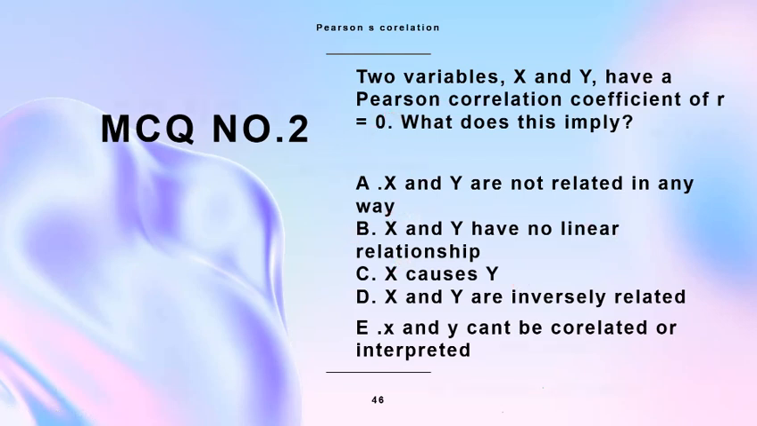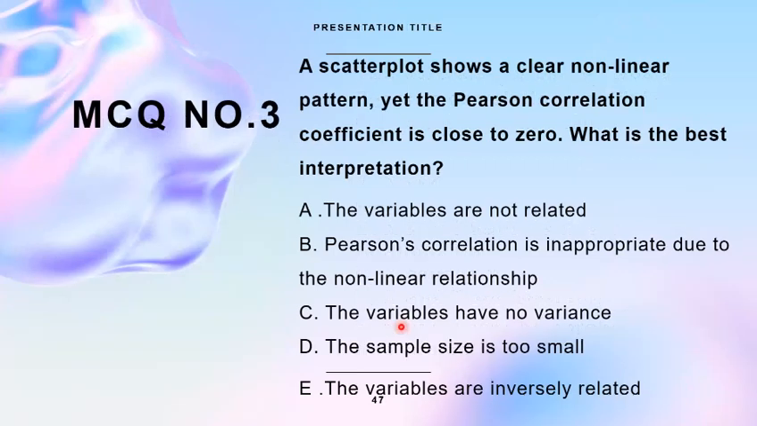Okay. So MCQ number 3: a scatter plot shows a clear non-linear pattern, yet the Pearson correlation coefficient is close to 0. What is the best interpretation? Two variables are not related. Pearson correlation is inappropriate due to the non-linear relationship. The variables have no variance. The sample size is too small, or the variables are inversely related.